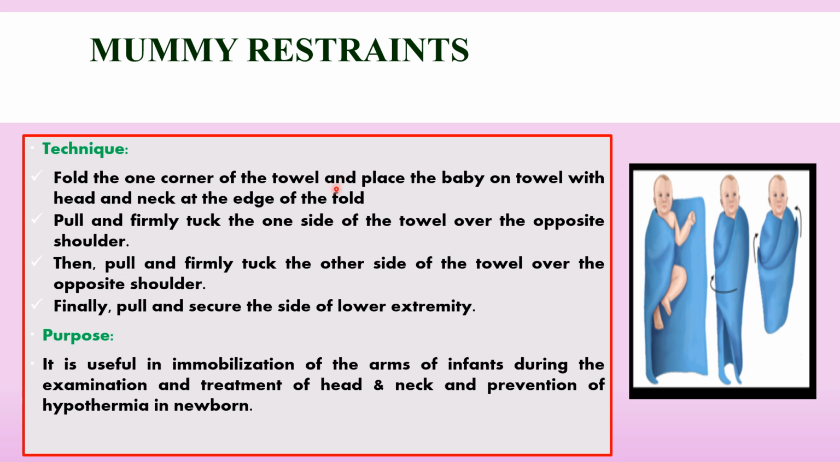So what's the purpose? Number one, a very important purpose is immobilization of the arms of infants during the examination and treatment of the head and neck, and prevention of hypothermia in newborns. So the main purpose is to immobilize the extremities, otherwise the whole body. Especially if you do any procedure or any treatment over the head and face, it can also be very useful in newborns to prevent hypothermia.